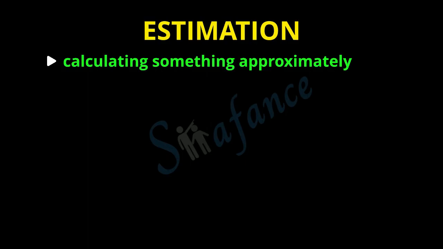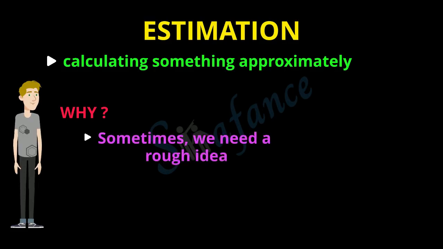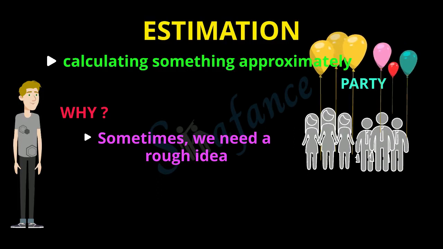So then the question arises, why do we need to estimate? Why can't we calculate the exact numbers? So let us look at those scenarios. Sometimes we need a rough idea about the numbers. Suppose we go to a party and we ask our friend how many people are there in the party. So our friend would reply approximately 100, 200. He won't give the exact count 132. He won't calculate the total number of persons or friends present over there.